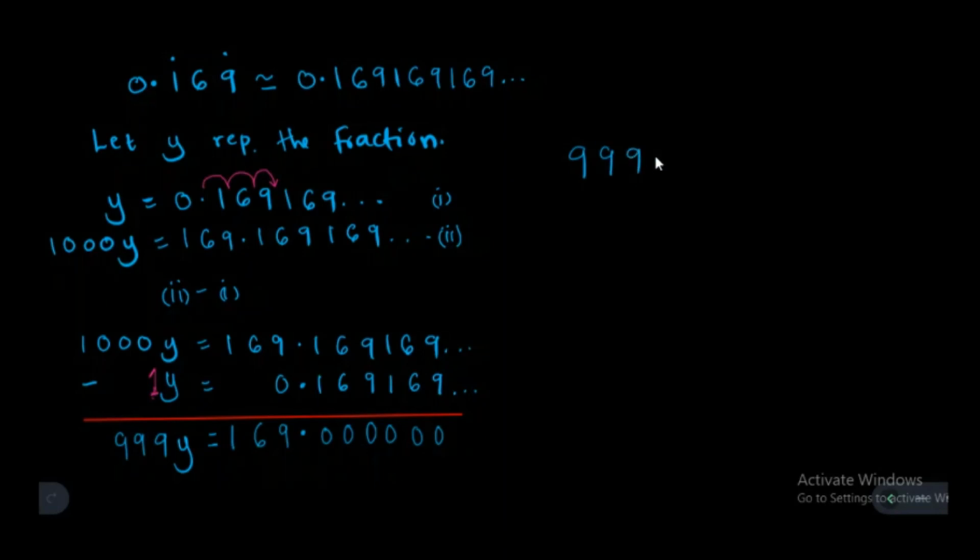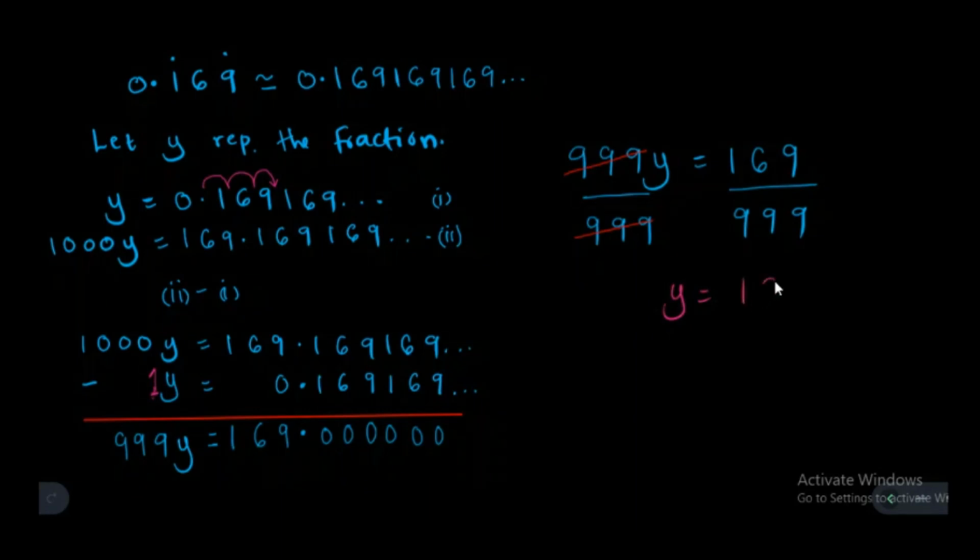So I'm going to rewrite those numbers that I have. So 999y is equal to 169. So to remain with y, I'm going to divide 999 on both sides. So these are going to divide each other out. So I'll remain with y as 169 over 999. And because there's no factor that is common between 169 and 999, then our fraction will remain as it is.